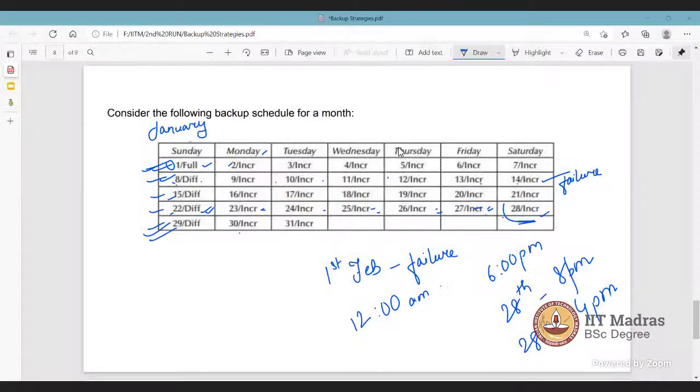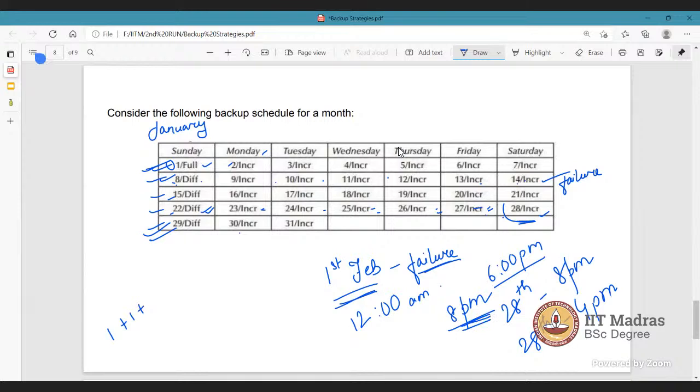Say for example, on 1st Feb, a failure occurs at 8 p.m. Can you tell me the number of backups that will be required? First one full backup and then 29 differential backups, and it is happening at 12 a.m., right? No, 8 p.m. say. 8 p.m.